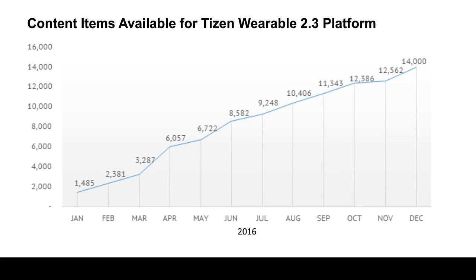In terms of content, by end of 2016, we had 14,000 items of content available in the store. This is covering Gear S2 and Gear S3 mostly, the 2.3 platform, and it has been growing tremendously. You can see in 1 year how much it grew. So we are also forecasting that it's going to continue to grow in the upcoming years.